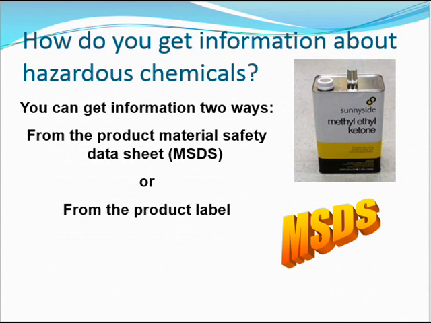How do you get information about hazardous chemicals? You can get information in two ways: from the Product Material Safety Data Sheet, the MSDS, or from the product label. Labels are sketchy and don't always have information about hazardous chemicals in their products. The MSDS usually provides much more information, although it may not be as easy to understand.